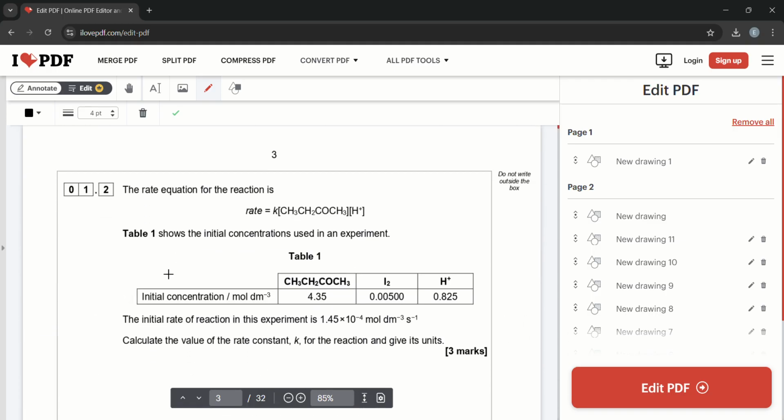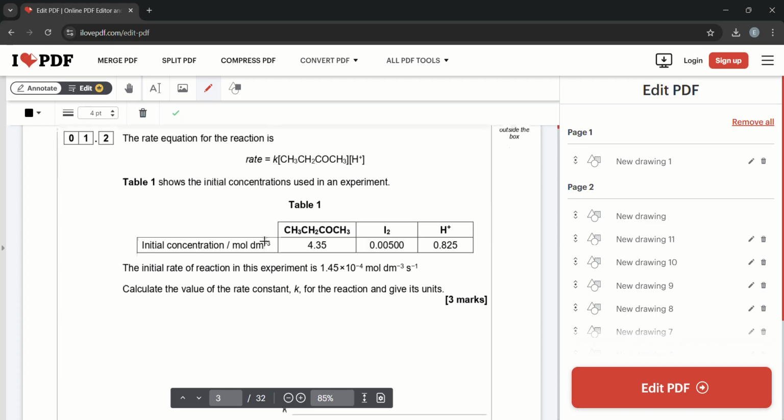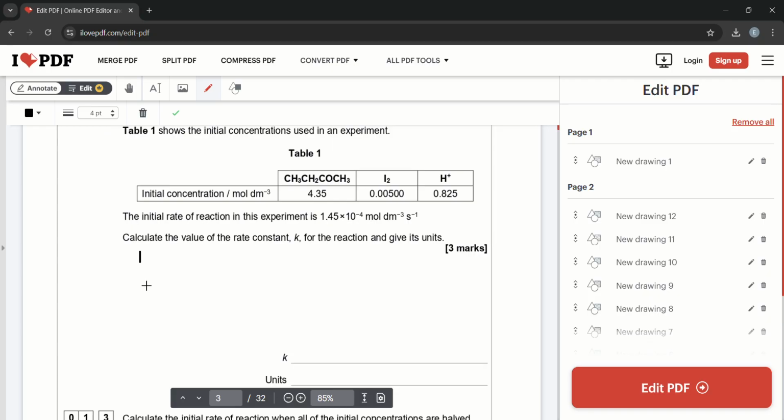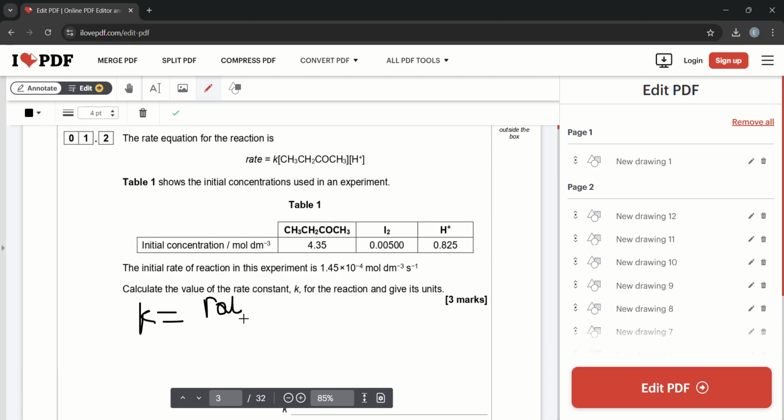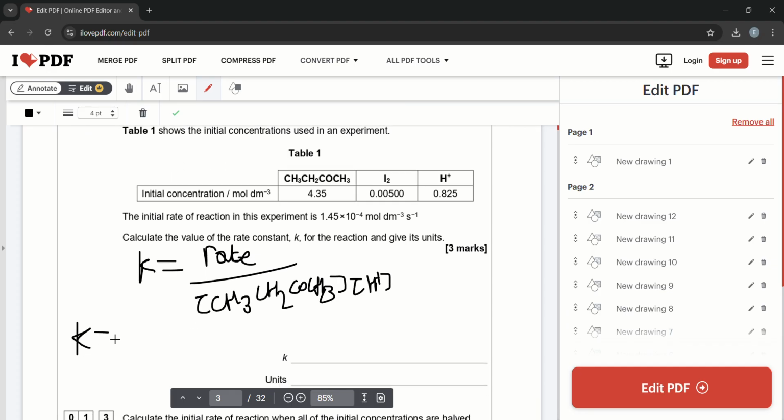1.2, calculate the value of the rate constant k for the reaction and give its units. So we know rate is equal to k, [CH3CH2COCH3] times [H+]. So therefore rearrange it. k is equal to rate divided by [CH3CH2COCH3] [H+].